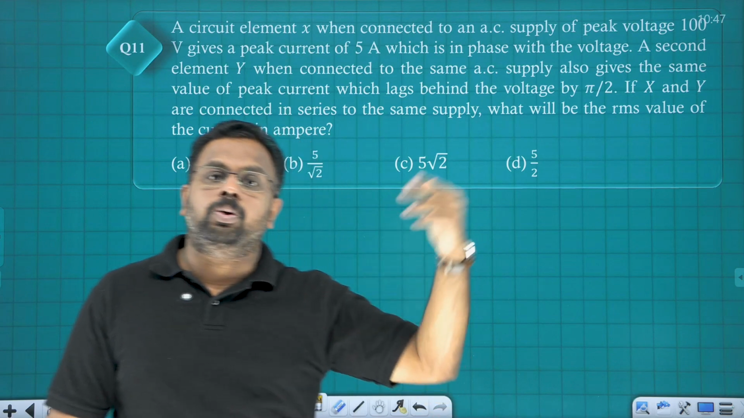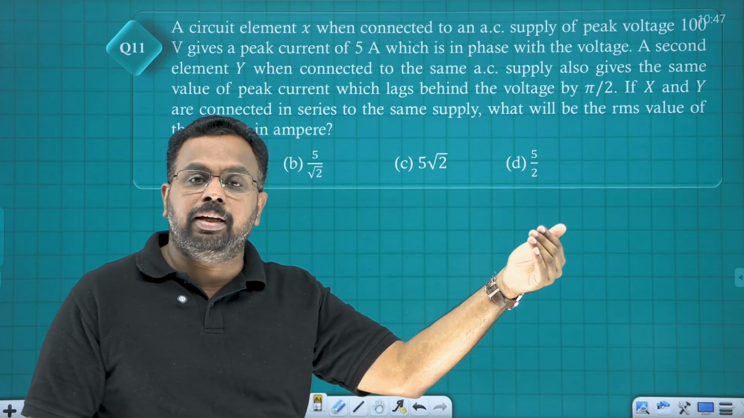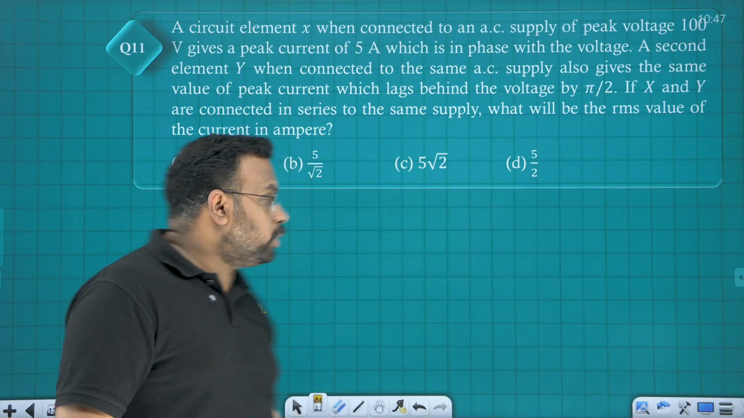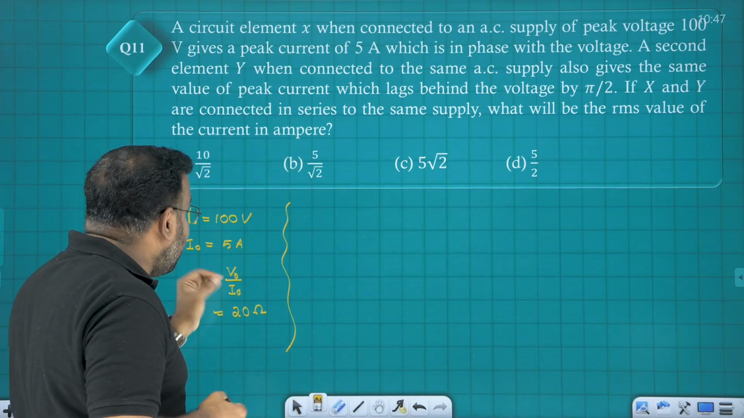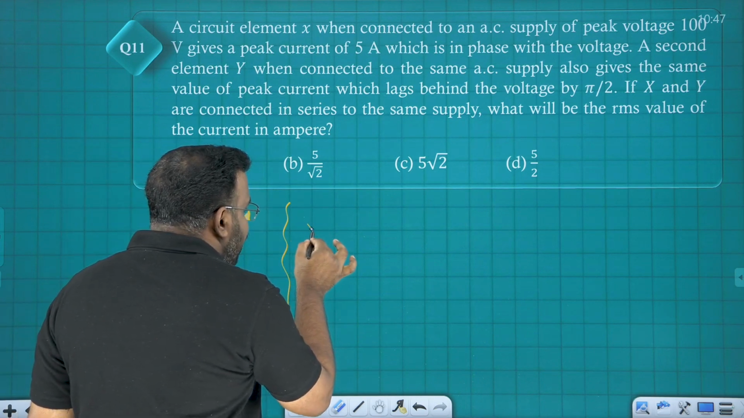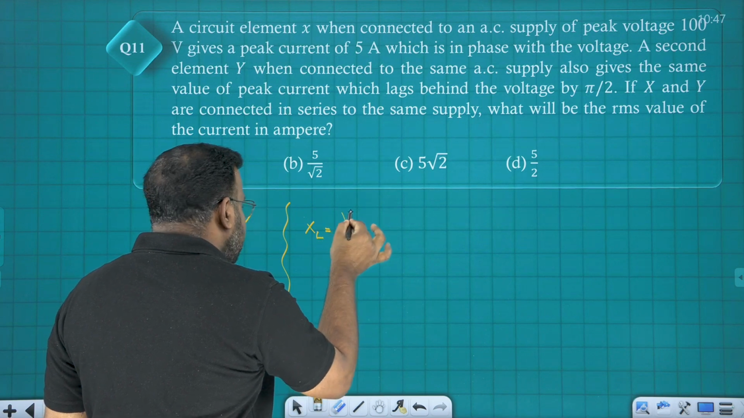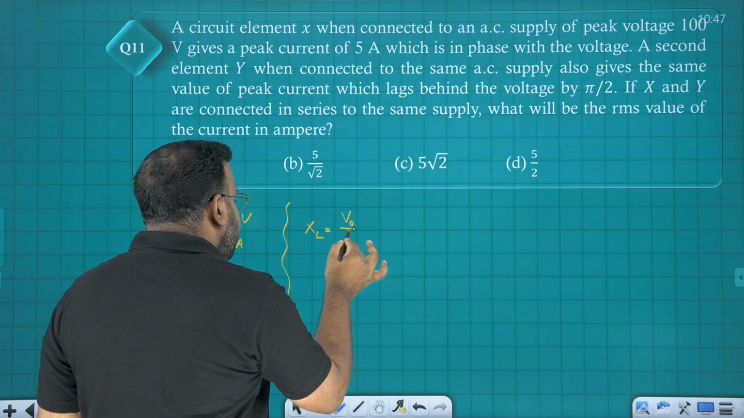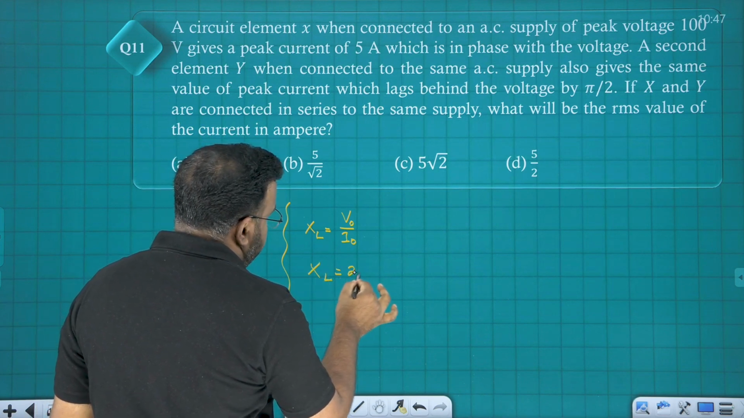So current is lagging and voltage is leading. Which element has a 90 degree leading voltage? Voltage is leading by 90 degrees means that is an inductor. So the second circuit is an inductor only circuit. Even in that case, the magnitude of current is the same. That means for the inductive reactance, XL is equal to V naught by I naught, so XL also is equal to 20 ohm.